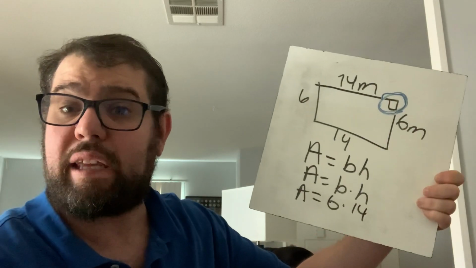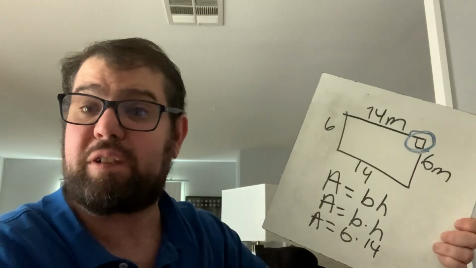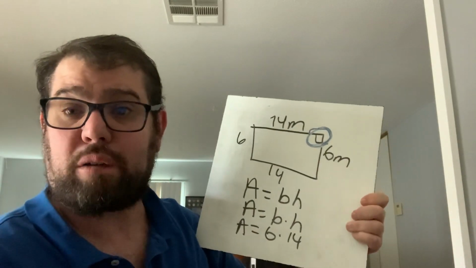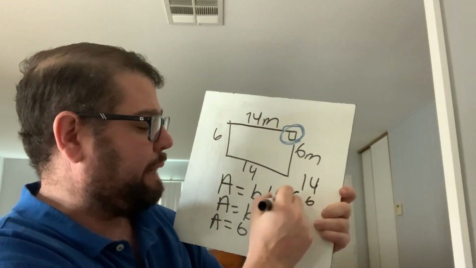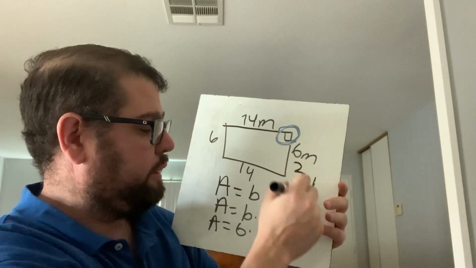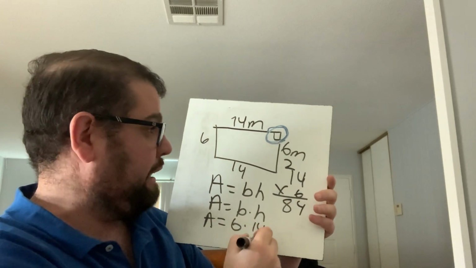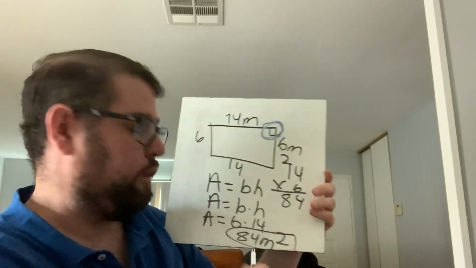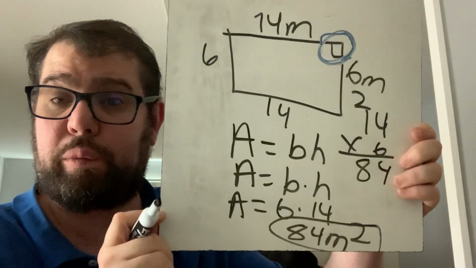Now here's the great thing. It doesn't matter if I write 14 times 6 or 6 times 14. It's always going to be the same. So you guys have a calculator. I don't have a calculator. So off to the side, I'm going to do 14 times 6. 6 times 4 is 24. 6 times 1 is 6 plus 2 is 8. That is 84 meters squared. Don't forget to label it 84 meters squared.